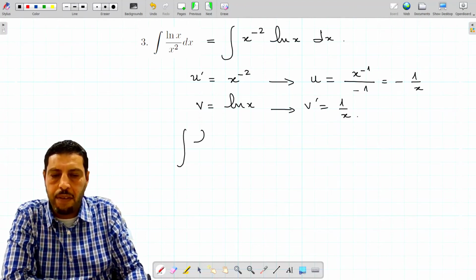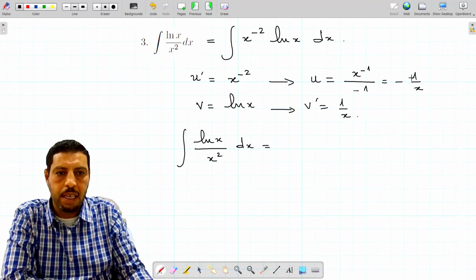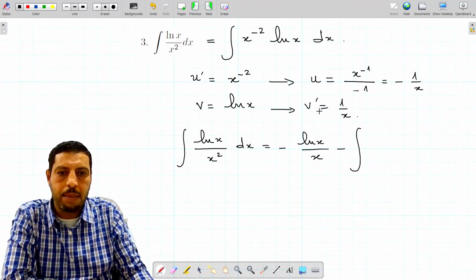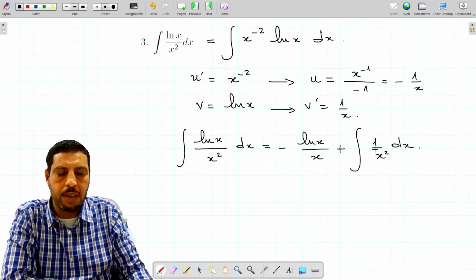So the integral of ln of x over x squared dx is equal u times v, it means minus 1 over x times ln of x, which is minus ln of x over x, minus the integral of u prime, u times v prime. It means minus 1 over x times 1 over x, which is minus 1 over x squared. With this minus sign, you can write plus 1 over x squared dx. And you can use the negative powers to get this integral.